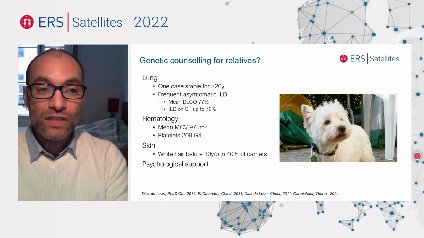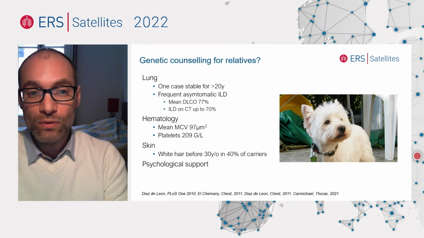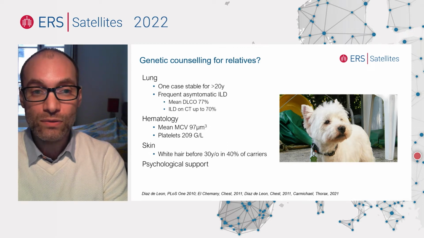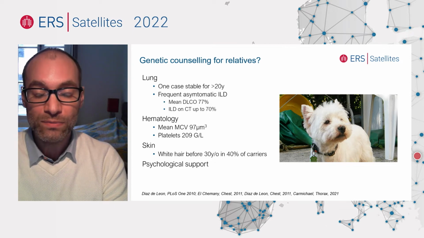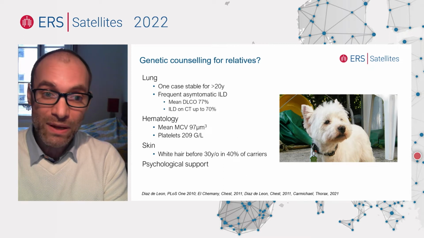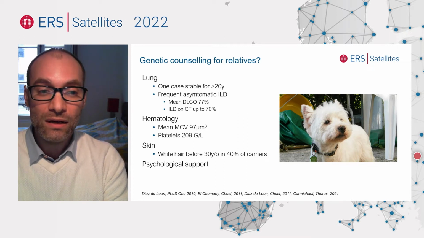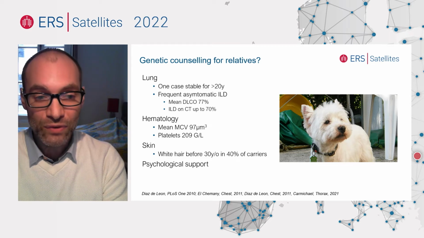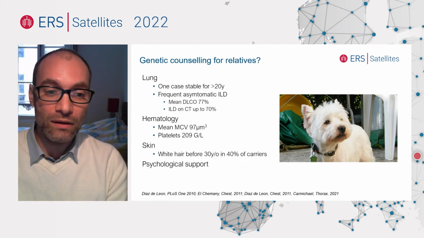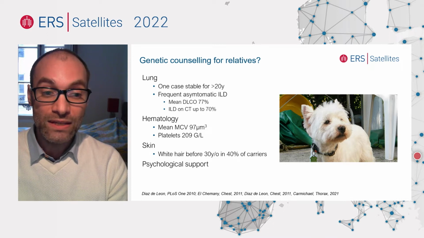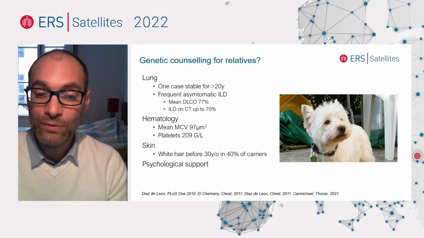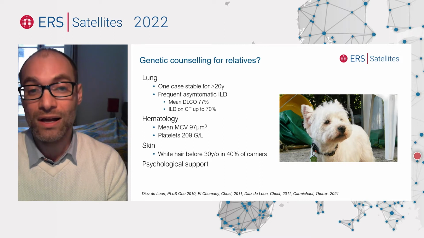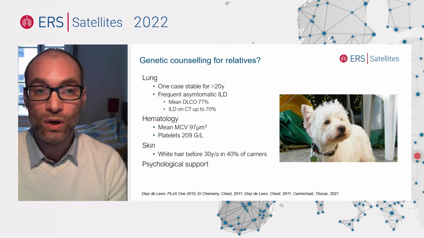And now we need to talk about genetic counseling for relatives. I'm not going to talk too much about it because the laws are different according to countries. The genetic analysis availability is different from one country to another, but we need to be careful about it because relatives may present abnormalities. They may present interstitial lung disease pretty frequently at the age of 50, in up to 70% of them. They may present subtle hematological abnormalities, and they also may present premature hair graying, in 40% of them before the age of 30. So they need at least psychological support, and I suggest referring those relatives to genetic counseling.